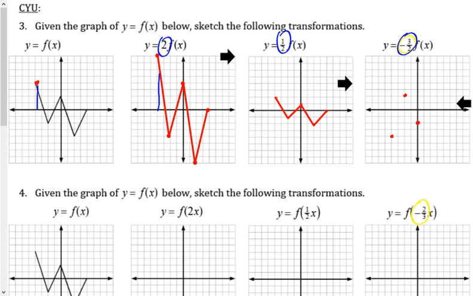The -4 will become a +4. And then the 0 stays at 0. So those points are for y equals -f of x. Up to there, any questions?